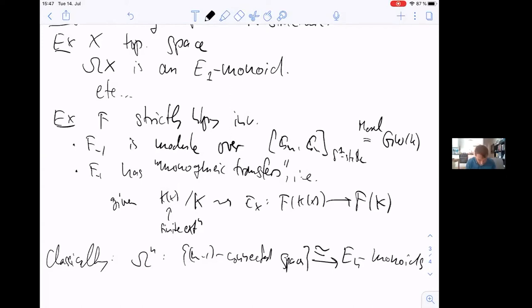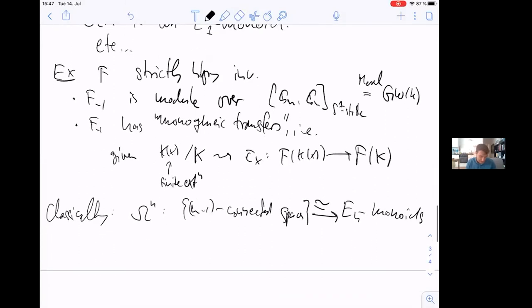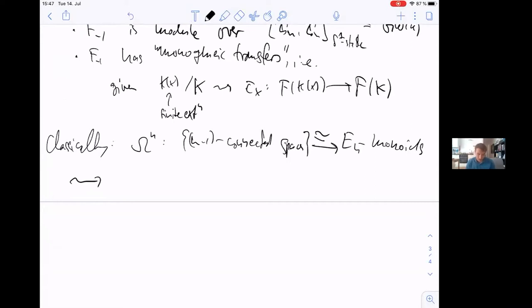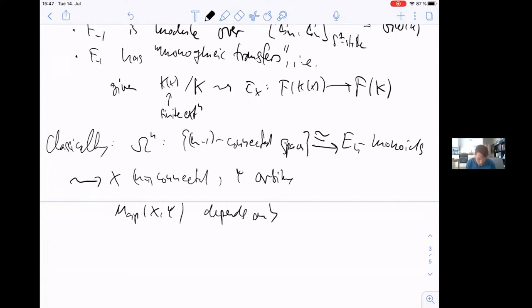And what this tells you, for example, is that if X is (n-1)-connected and Y is arbitrary, then if you do maps from X into Y, first of all this only depends on X and the (n-1)-connected cover of Y. But then I've already learned that the (n-1)-connected cover only depends on the loops. So I can put an Omega^n here and forget about the covering, and it doesn't change anything, as an E_n monoid.